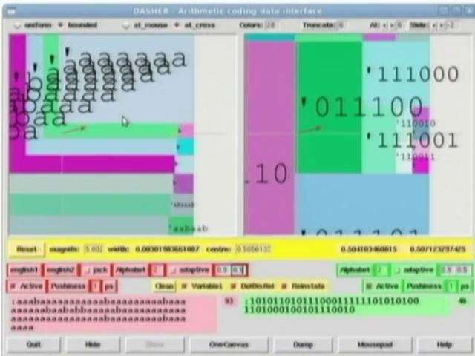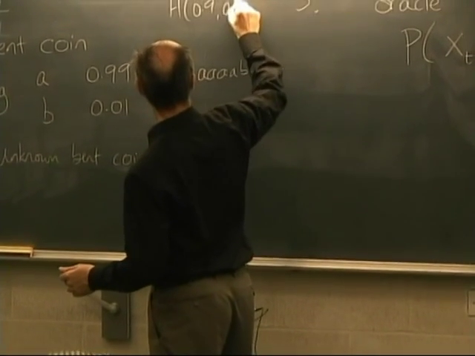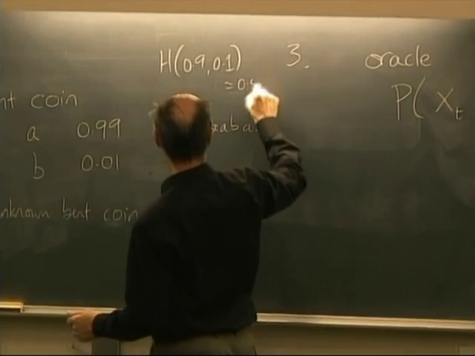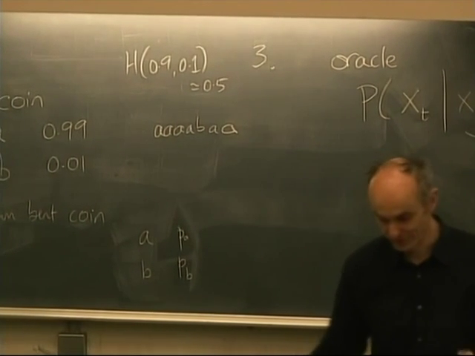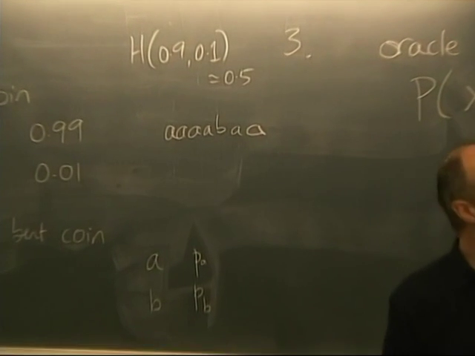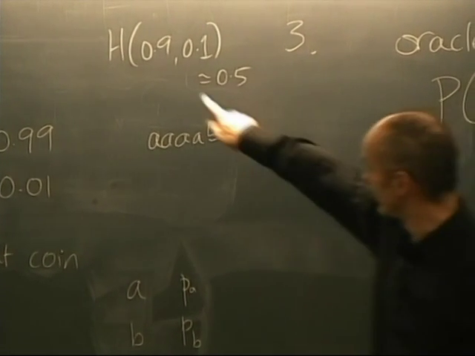Okay, so up to 92 characters, and on the right, we've got the corresponding binary string, which is only about 48 bits long. What have we achieved? A factor of two compression. What's the entropy of 0.9, 0.1? Well, it's about a half. So we are achieving the compression that Shannon said we should be able to achieve. We're reducing the number of binary characters by about a factor of two for this bent coin.